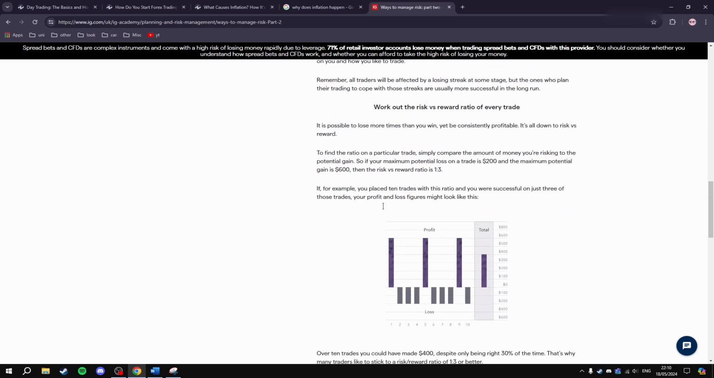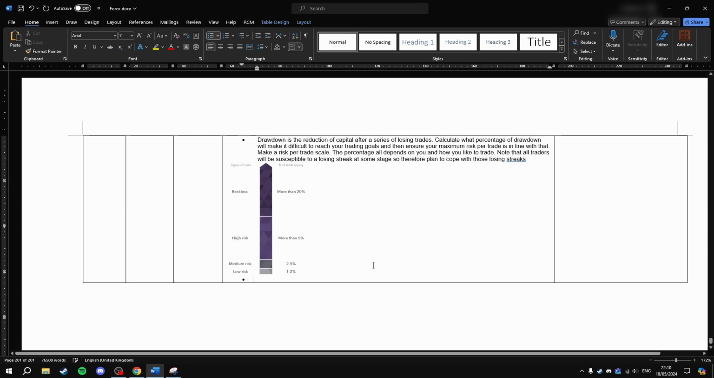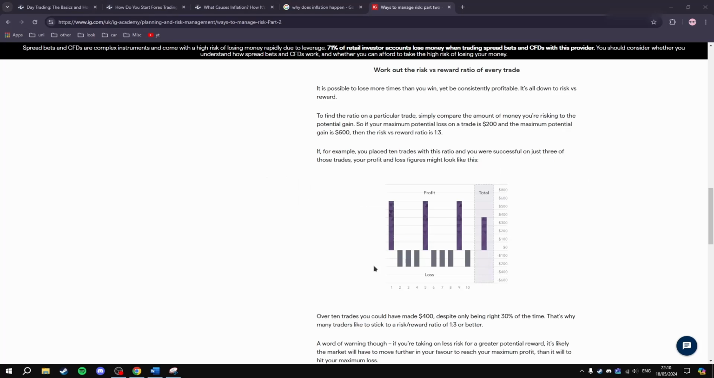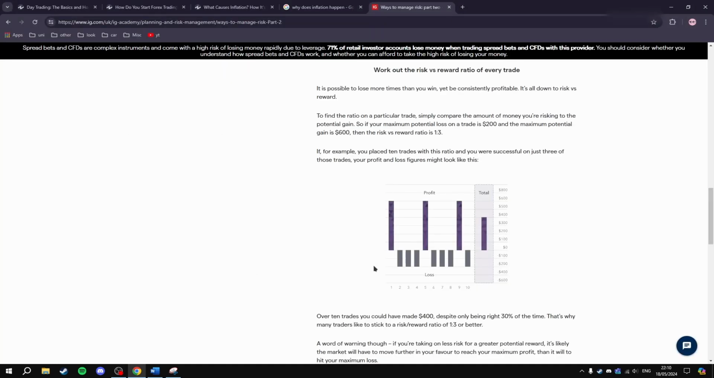Work out the risk versus reward ratio of every trade. It is possible to lose more times than you win, yet be consistently profitable. It's all down to risk versus reward. To find the ratio on a particular trade, simply compare the amount of money you're risking to the potential gain. So if your maximum potential loss on the trade is $200 and the maximum potential gain is $600, then the risk versus reward ratio is 1 to 3.